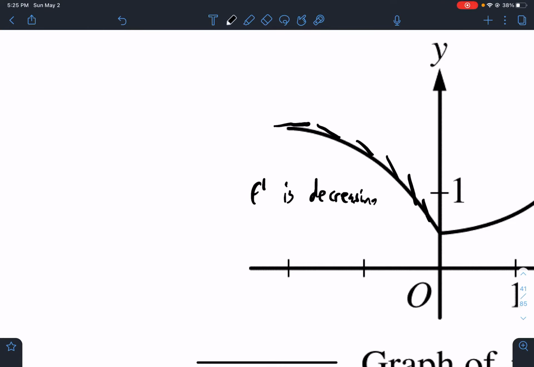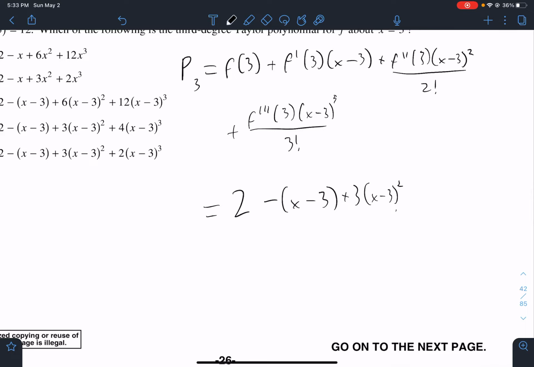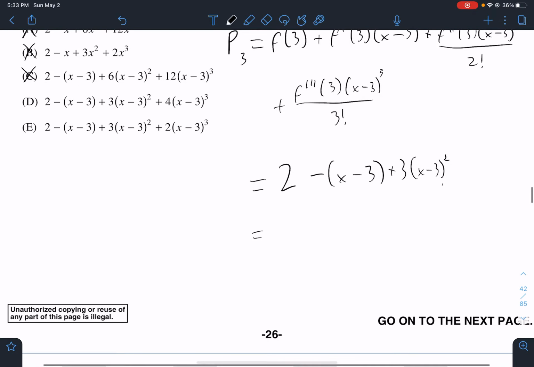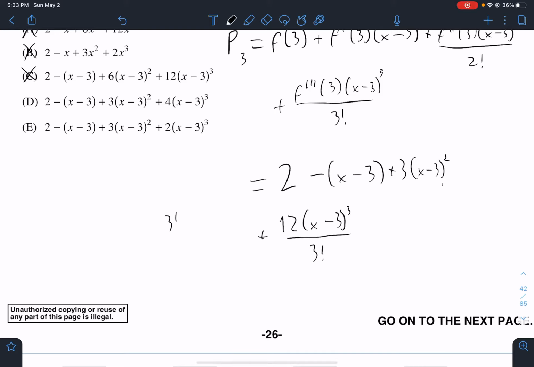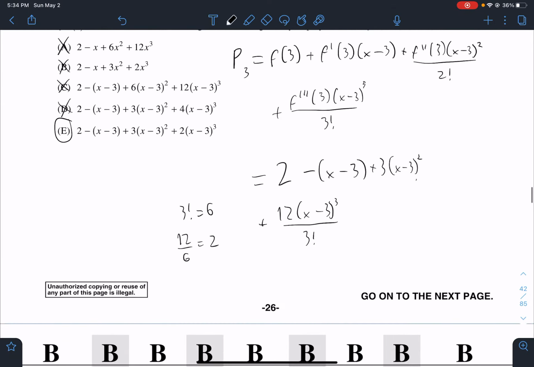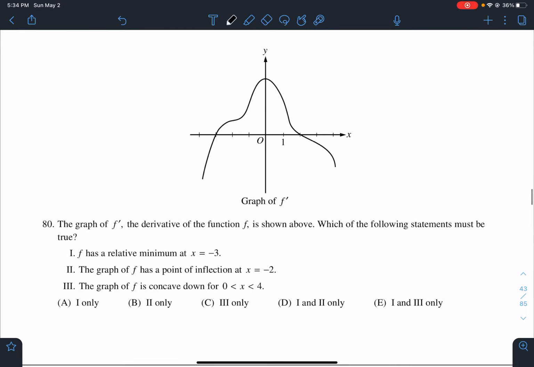So now we just need to find the last term. So f triple prime of 3 will equal 12, or I should say plus 12 x minus 3 cubed over 3 factorial. And so we know that 3 factorial is 6, and 12 over 6 is 2. So our last coefficient is going to be 2, which rules out D, and that makes D our answer. Awesome. 80, we have another question about analyzing this graph. So we have the graph of f prime here.